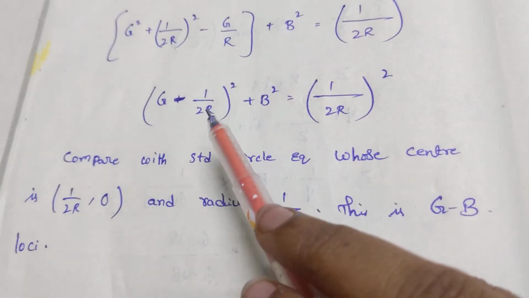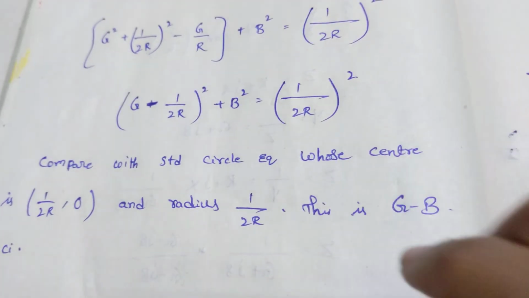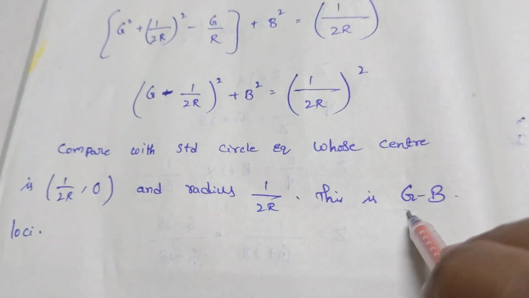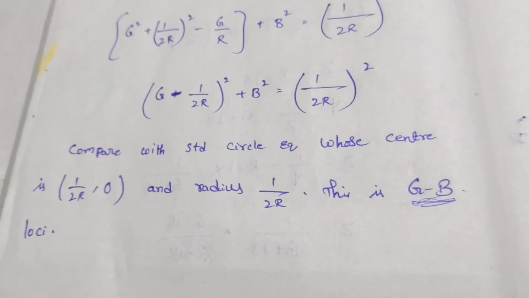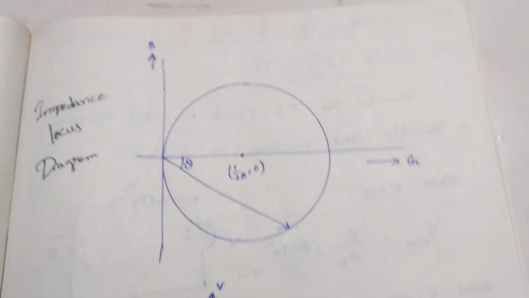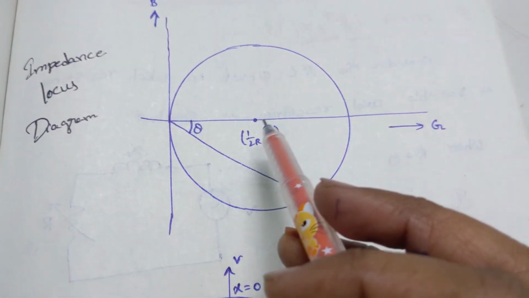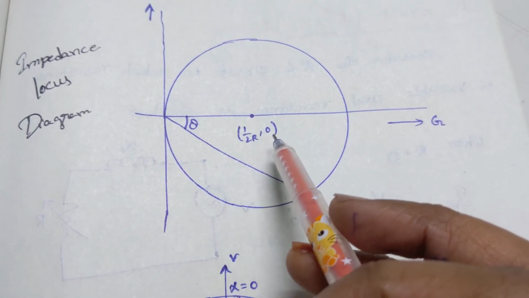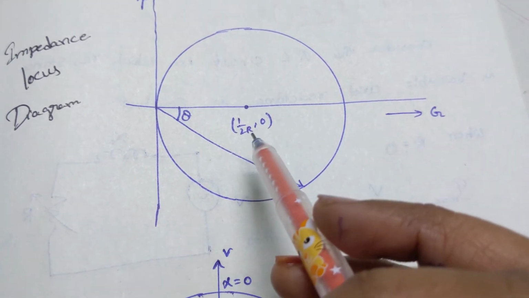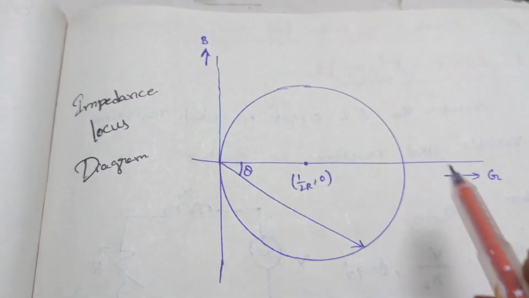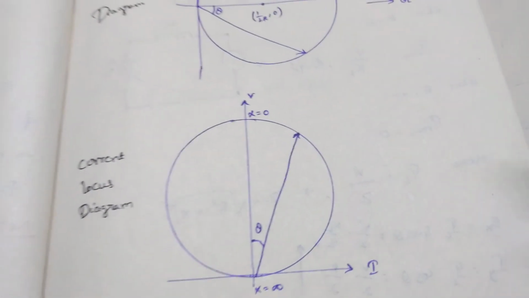Here the circle equation has (1 by 2R, 0) as the center and 1 by 2R as the radius for the conductance and susceptance locus. So if I draw this locus diagram, this is the circle which has its center at (1 by 2R, 0) and a radius of 1 by 2R on the GB plane, the conductance and susceptance plane.